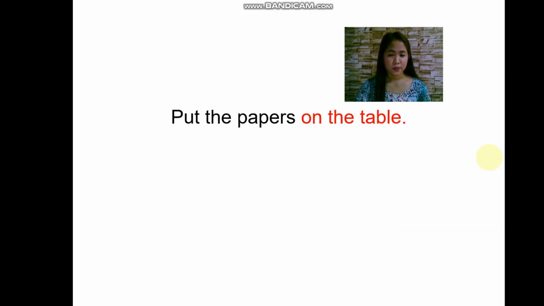Another example, we have put the papers on the table. On the table is considered the goal because it is where the action is directed to. If we try to ask the sentence this way, where are you going to put the papers? And the answer would be on the table.